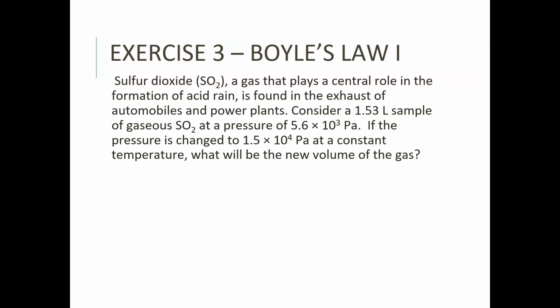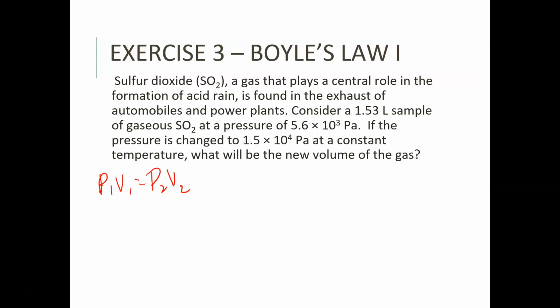So sulfur dioxide gas. This is the first problem. So what are we going to do here? Well, we know that the equation is P1V1 is equal to P2V2. And like all good problems that we have with word problems, we have to define some things. So let's start defining. We have sulfur dioxide gas that plays a central role in the formation of acid rain. It's found in the exhaust of automobiles and power plants.